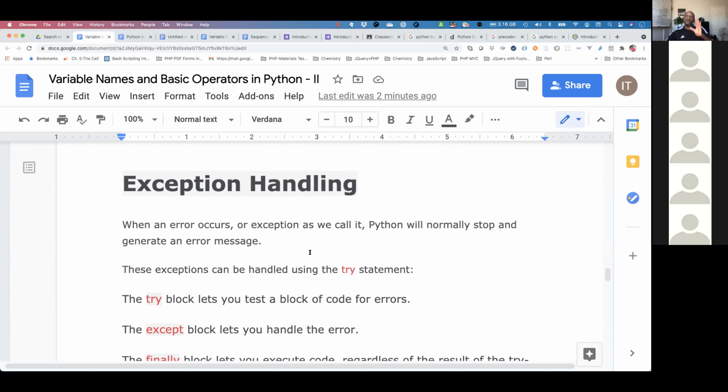Now that comes to the end of what we call the precedence and associativity. We also talked about the numeric types, the core data types. We talked about the bitwise operators, the basic operators, the variable names, and also basic programming in Python.